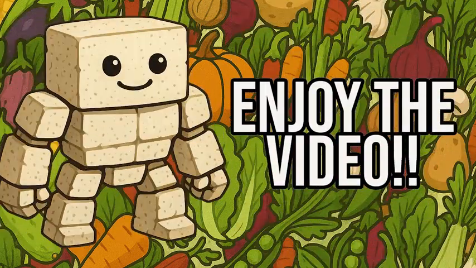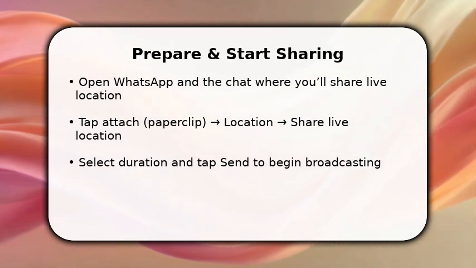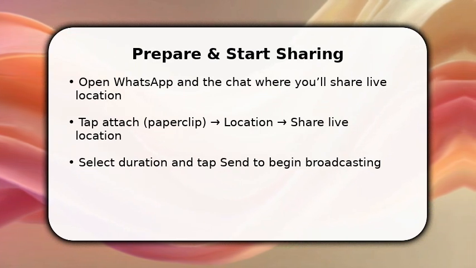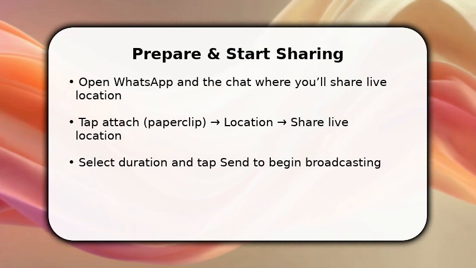Please enjoy the video. You'll begin by opening the exact chat where you want to share live location. Tap the attach icon, choose location, then share live location. This immediately starts broadcasting your real-time position.